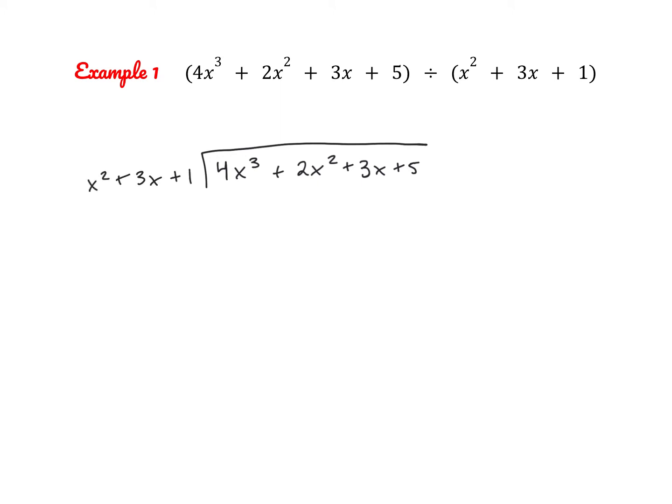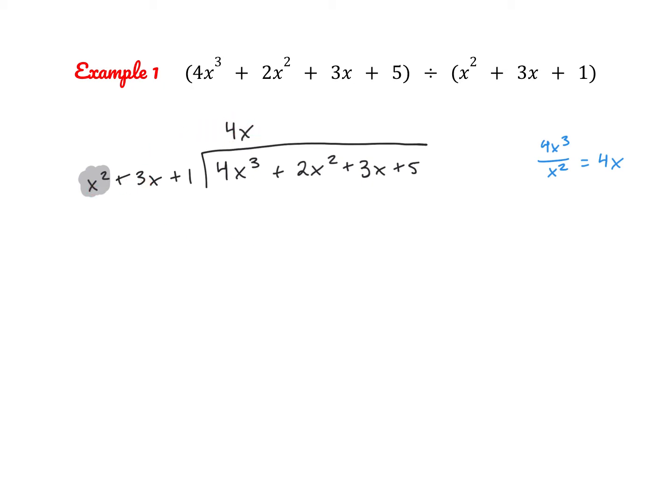When we do that first step of saying how many times does this go into this, we're really just going to work with the term with the largest degree. We're going to say how many times does x squared go into 4x cubed? Or another way of thinking about this, we're just doing 4x cubed divided by x squared. That gives us 4x. So we're going to put 4x on top here, and then we're going to do the process of multiplying.